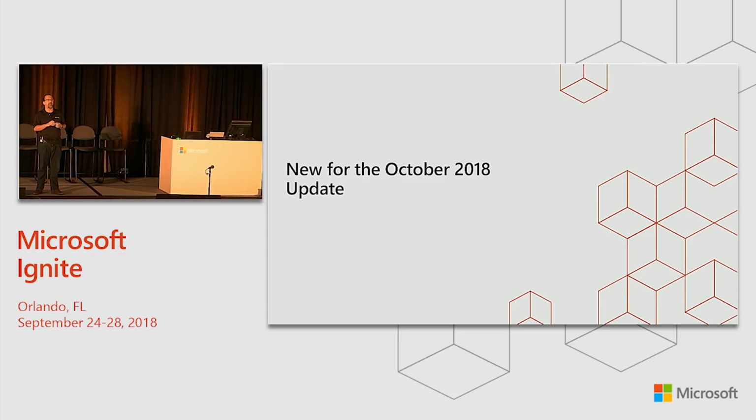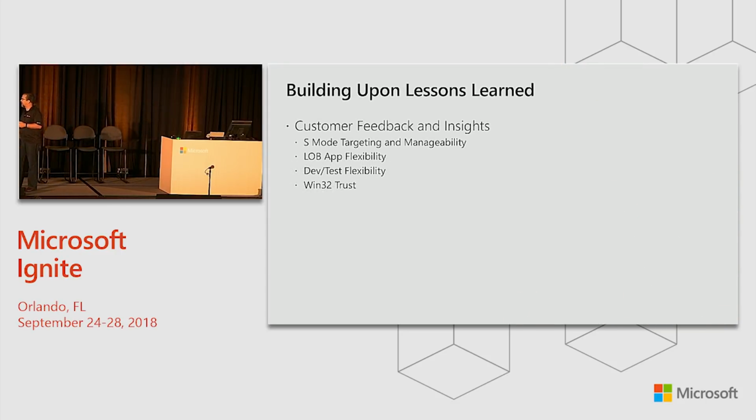The wonderful thing about a faster release cadence in a Windows as a Service world is we can be more agile and we can accommodate customer needs because we have a faster roadmap. And no example exemplifies this more than the S mode roadmap. So what I'd like to do in this last portion of today's session is talk about what we've got for RS5 or the October 2018 update. And again, all of this comes from lessons learned.